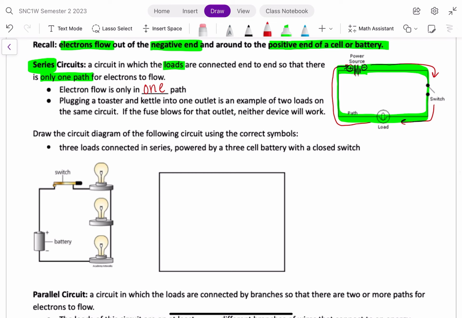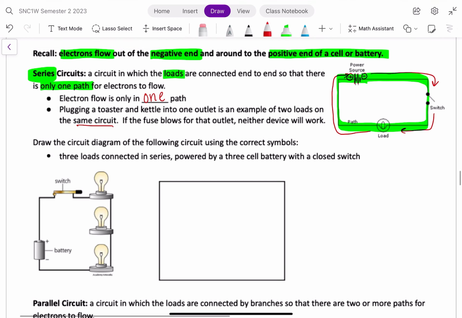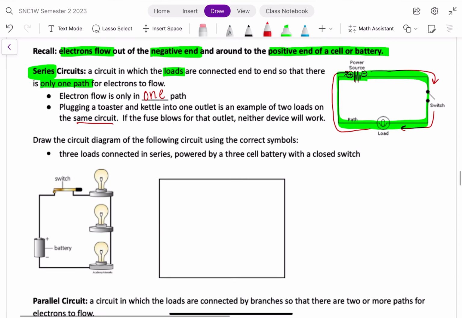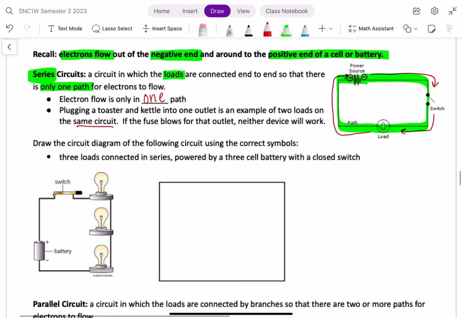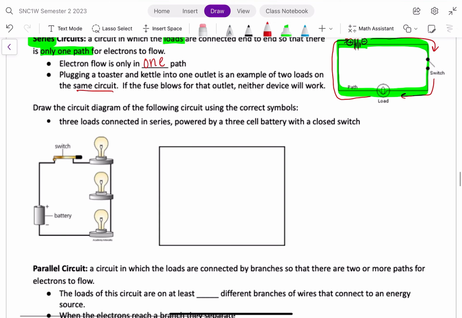So plugging a toaster and a kettle into one outlet is an example of two loads on the same circuit. If that fuse blows for that outlet, none of the toaster or the kettle will work. So you'll notice that in our houses, a lot of circuits are not in series for that reason, because if one of the circuits blows out and it does not work, everything attached to that outlet will not work. So usually the circuits in our homes will have parallel circuits. So how do we draw this?